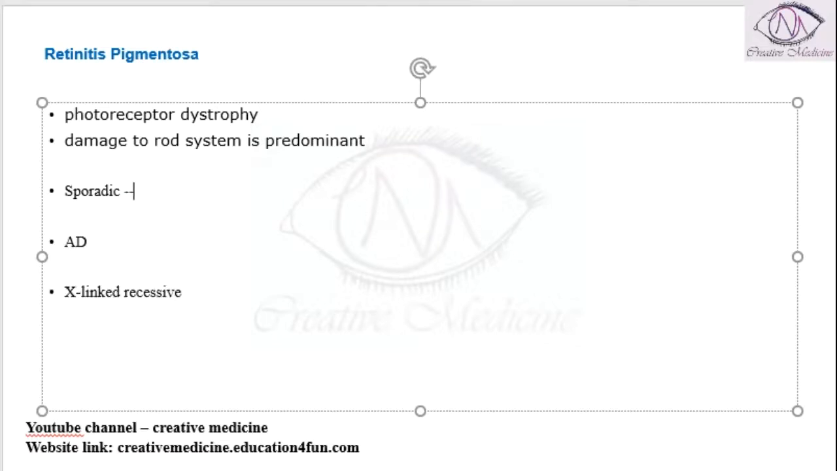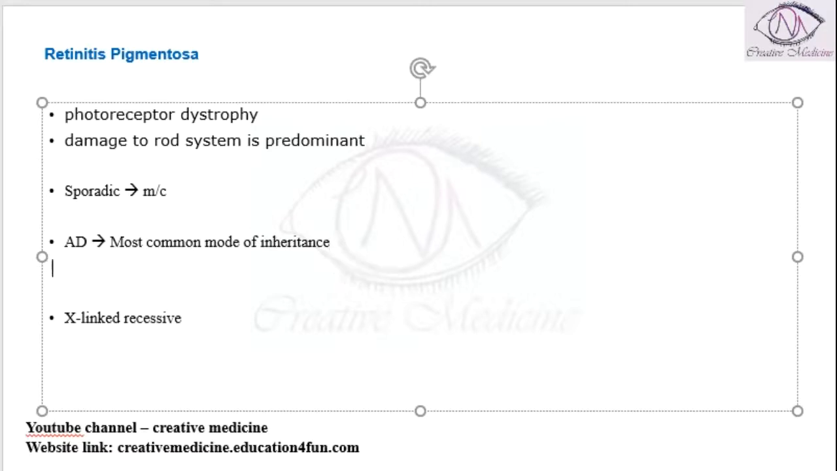recessive. Sporadic is actually the most common form, but if it is inherited retinitis pigmentosa, then autosomal dominant is the most common inherited form and it has the best prognosis, whereas the X-linked recessive form has the worst prognosis and it is the least common type of retinitis pigmentosa.